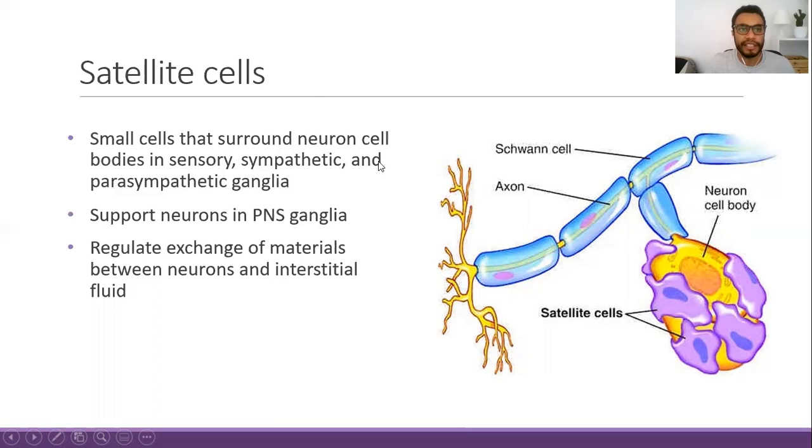So that's it for now. Those are the main cells that constitute the neuroglia.